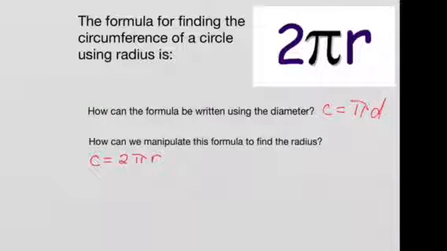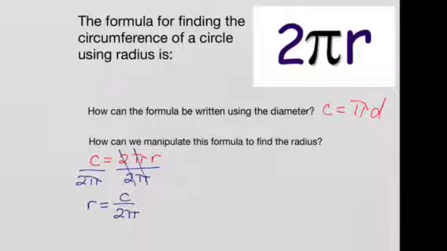So we're going to do the inverse operation, which means the opposite operation, which is division. So we're going to divide both sides by 2 pi. And when we divide both sides by 2 pi, our 2 pi crosses out on the right side of the equal sign, and we're left with the radius. And on the other side, when we divide the circumference by 2 pi, we end up with circumference divided by 2 pi. So we can rewrite this formula as radius equals circumference divided by 2 pi.